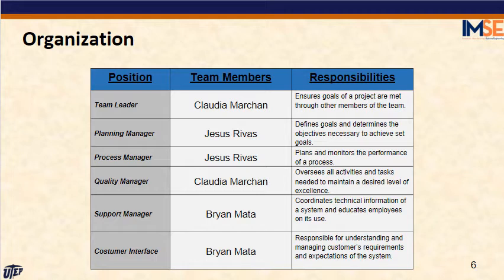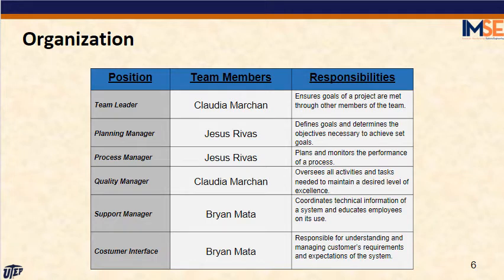Jesus assumes the role of planning manager and process manager. He helps determine what goals are needed for the system to succeed, as well as what processes are needed to accomplish each goal. I assume the role of support manager and customer interface. My duties include helping with technical parts of the system and trying to decipher what the customer really wants in terms of requirements.